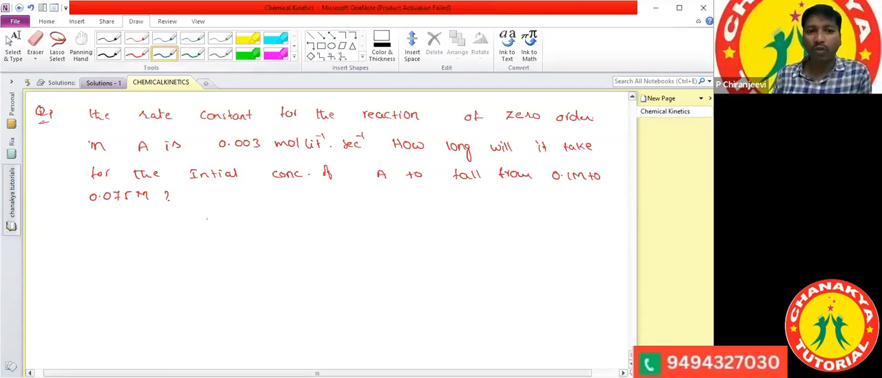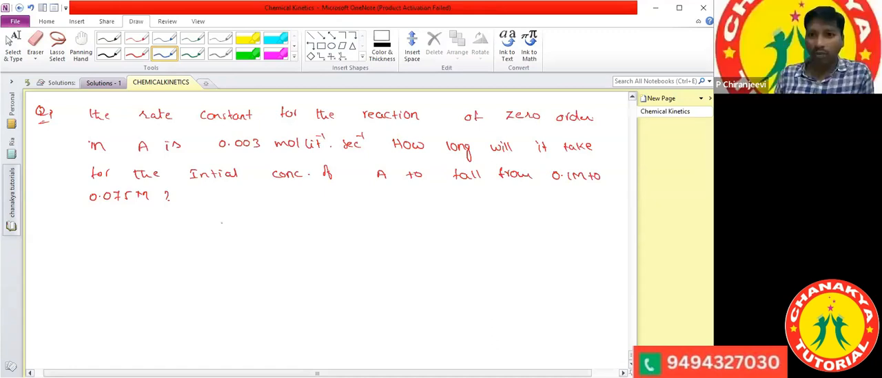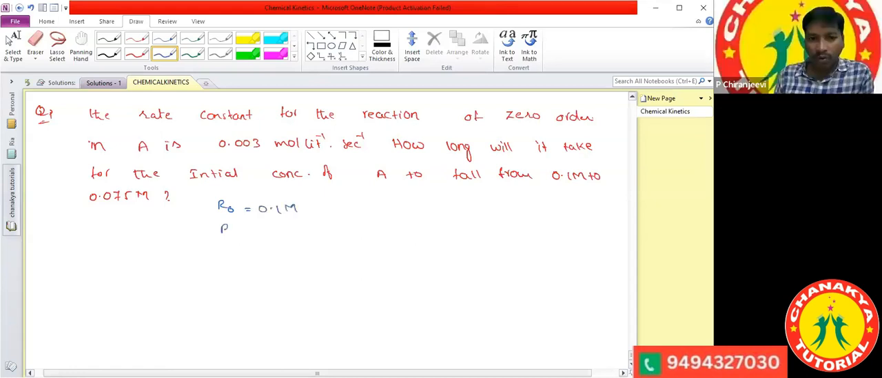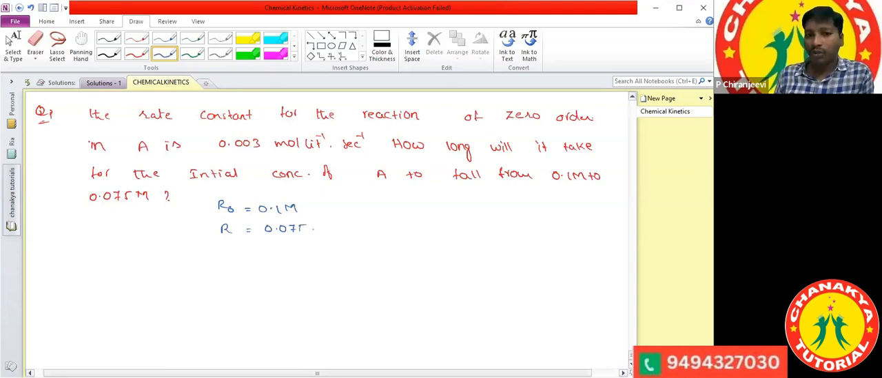Now this is the question they're asking. How can we solve it? What had they given here? We have to find the time. The R naught and R values are given. Very good, Ritu. R naught value is 0.1, and R, the final concentration, is 0.075.